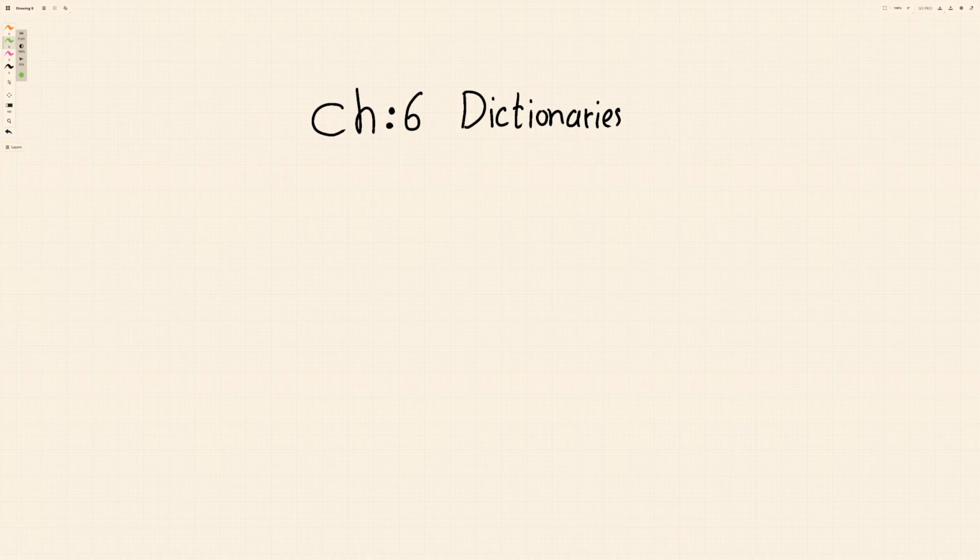From this video, we are going to start talking about chapter 6, dictionaries. So to begin this chapter, let's discuss what is a dictionary. A dictionary is a collection of key value pairs. That's the most basic definition of a dictionary.